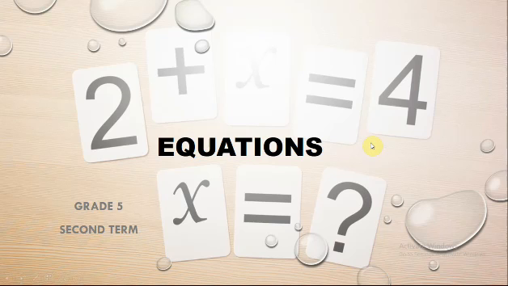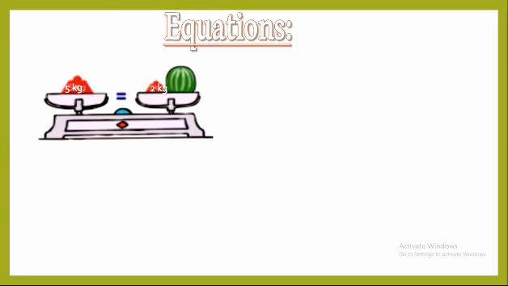Today we are going to continue our math lessons, and today's lesson is equations. To understand equations better, we are going to use this example. As you see, we have a scale with two pans. In one of the pans, we have 5 kilograms, and in the other pan, we have 2 kilograms and a watermelon. From here, we can see that both of them are equal, but we need to know the weight of the watermelon. To know this, first, we need to convert this photo into a mathematical form.